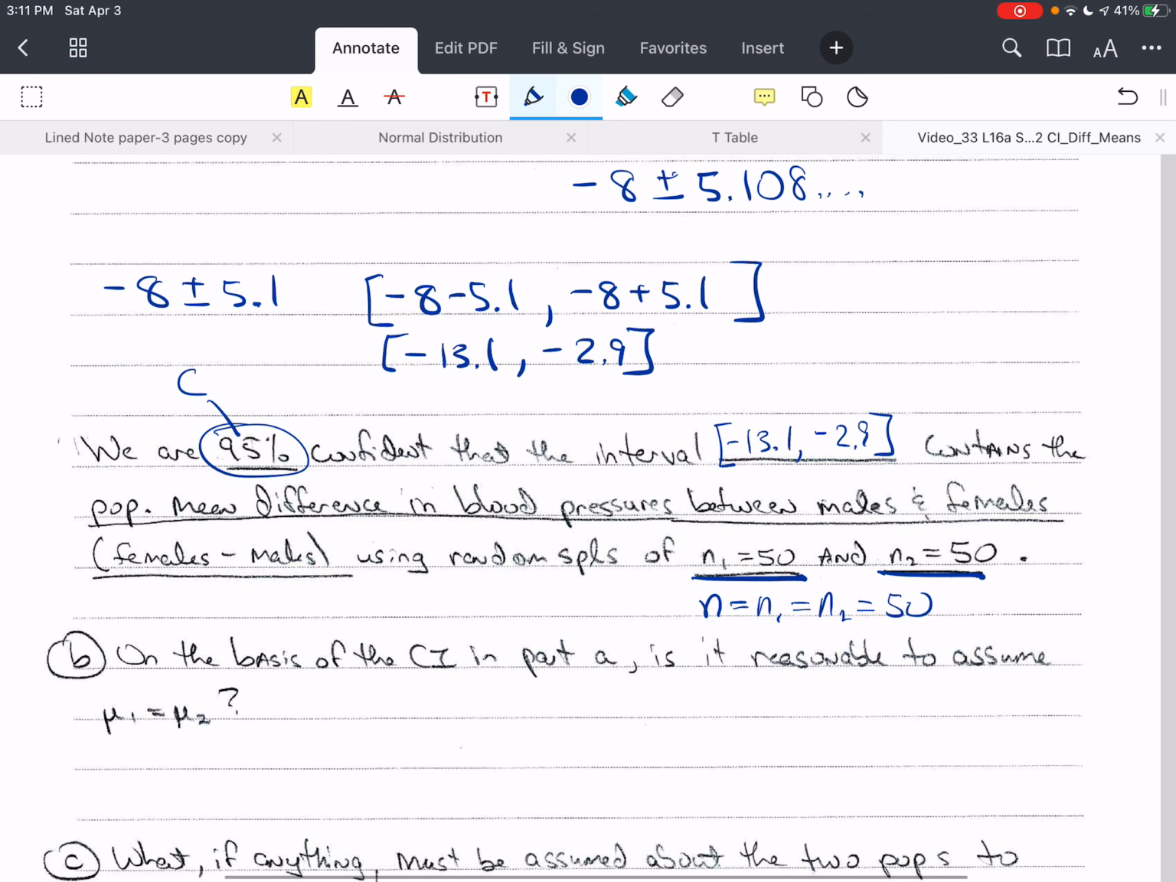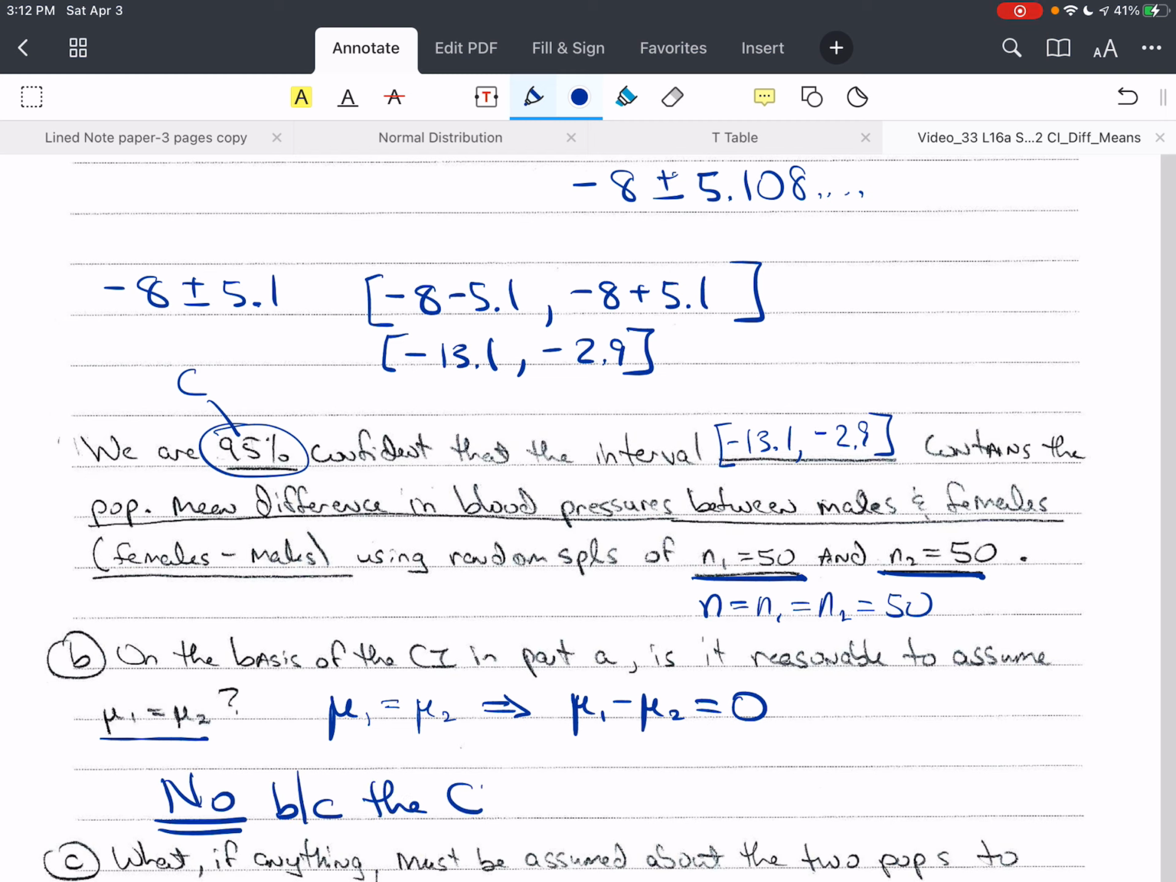On the basis of the CI in Part A, is it reasonable to assume that mu1 is equal to mu2? Well, let's look at that. Mu1 equals mu2 implies that mu1 minus mu2 equals 0. So, can we assume that mu1 minus mu2 is equal to 0? And the answer is no, because the CI does not contain 0. The upper limit is negative and the lower limit is negative. So 0 is not in the confidence interval.